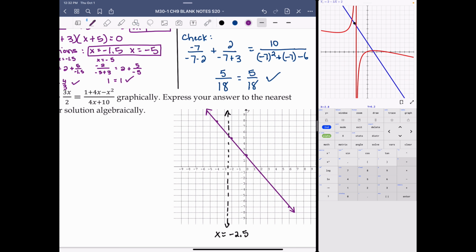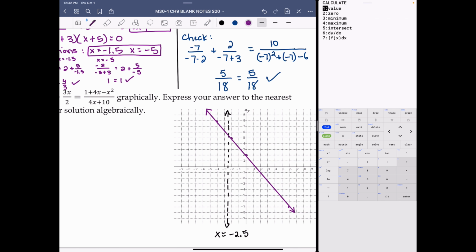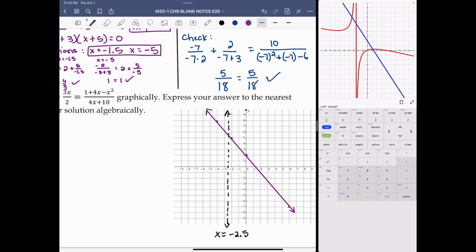Next, I can use my graphing calculator to draw some points for my rational function to graph that. I'm going to find my x-intercepts, number 2 for zero. I need to set a left bound, so for this first x-intercept, which is about there, the left bound would be down here, hit enter. The right bound would be there, hit enter. And then it is at negative 0.2 and 0. So almost at (0, 0), just to the right of (0, 0).